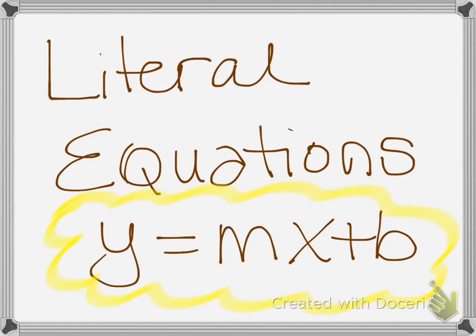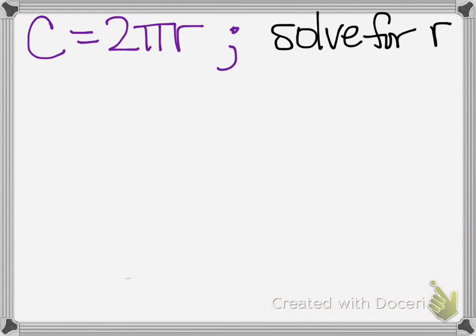Literal equations frequently have very few numbers in them and a lot of variable representations, where the real-world application would substitute in numbers that they know to find the values for the variables that they don't know. The example on this page says y equals mx plus b. That is an example of a literal equation. There aren't any numbers in that equation.